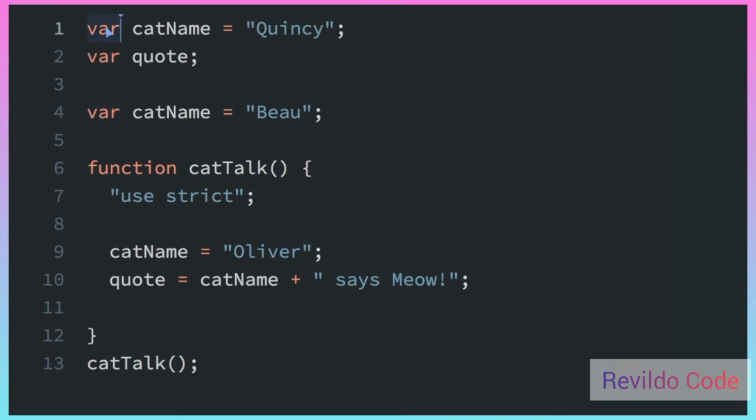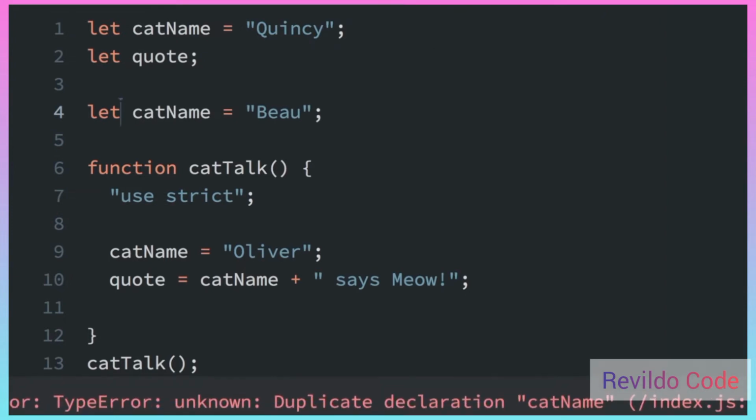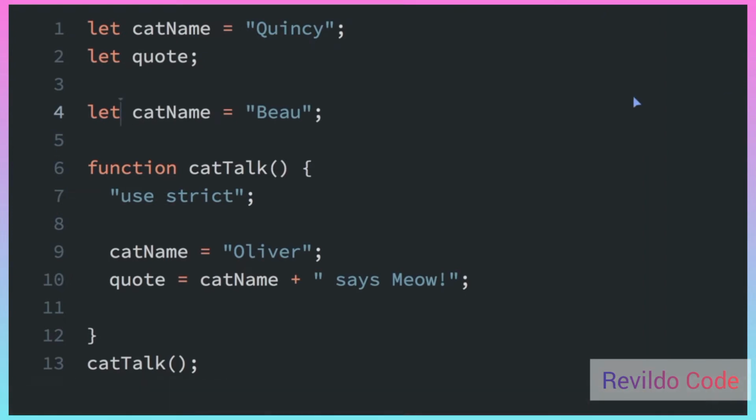However, if we change this to let, we're going to change all the var to let, and when we load it again, you'll see an error: duplicate declaration catName. So this is good that it's creating this error, because you usually don't want to declare a variable two times in the same scope. This allows your program to give you an error to tell you that you've done something wrong.